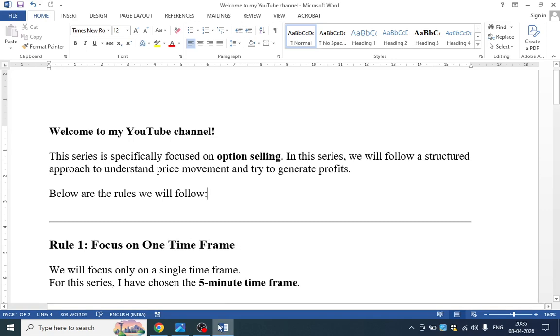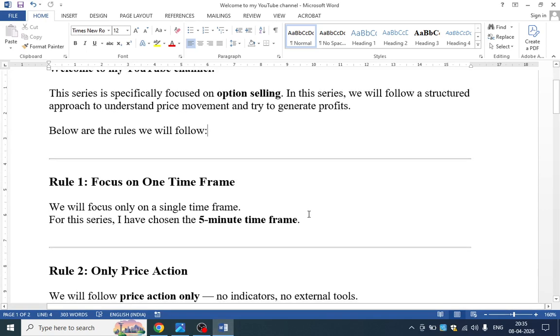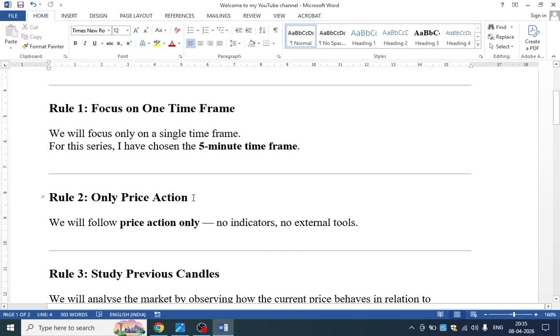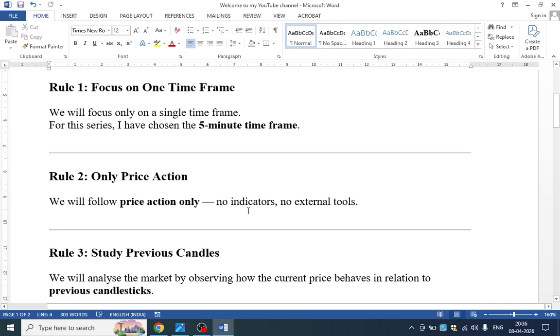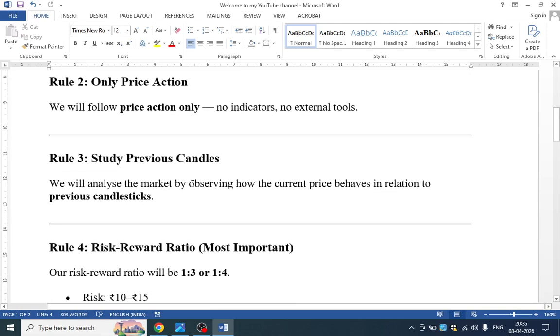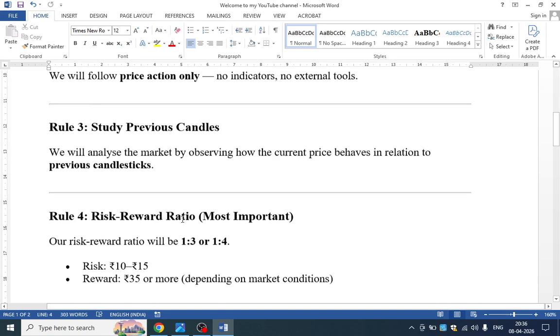So stay tuned. And these are the full rules I follow. I just take one time frame into consideration, that is the 5-minute time frame. I only focus on price action, no indicators, no external tools, nothing else. And I study each and every candle in detail, and observe the current price behavior in correlation to the previous candles.